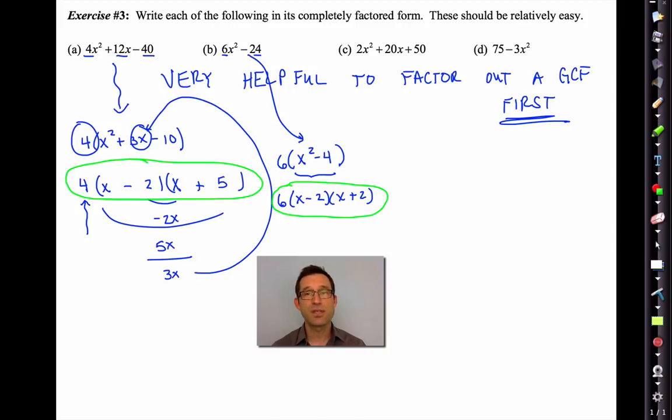Now, C and D are very similar to A and B. So what I'd like you to do, pause the video now, and then work on completely factoring those two.